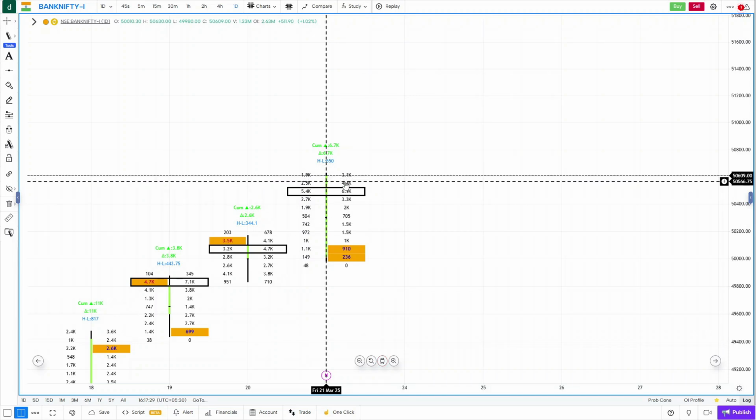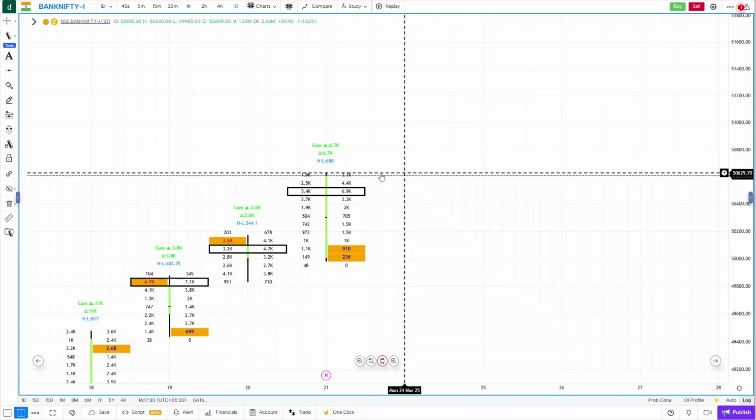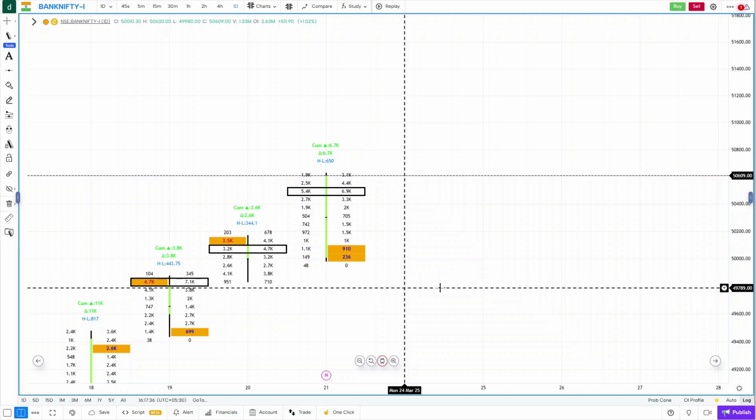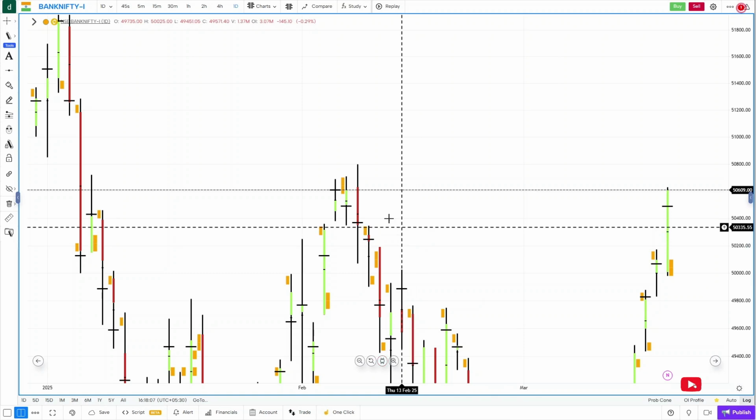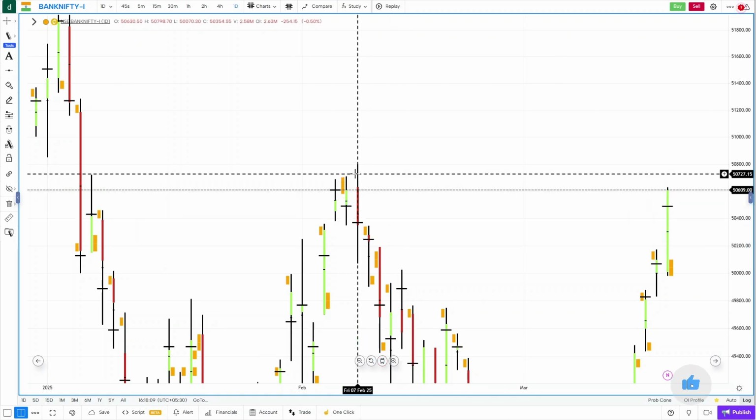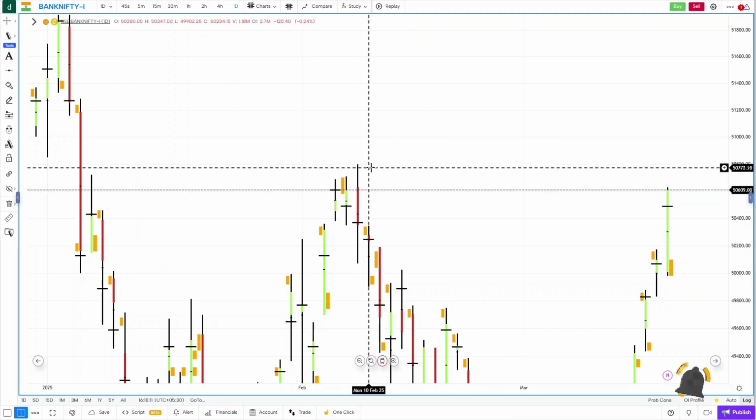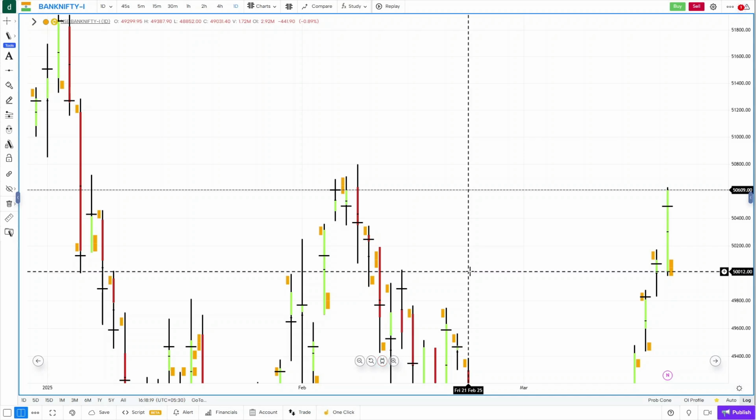Even the close itself is pretty much at the highs, indicating there is still some bullishness in the market. At the same time, Bank Nifty itself is around the previous high, which is around 50,800 levels. In this context, let's understand in this video what the key levels are that we need to watch for an up move or any kind of reversal from this point, using market profile and order flow.